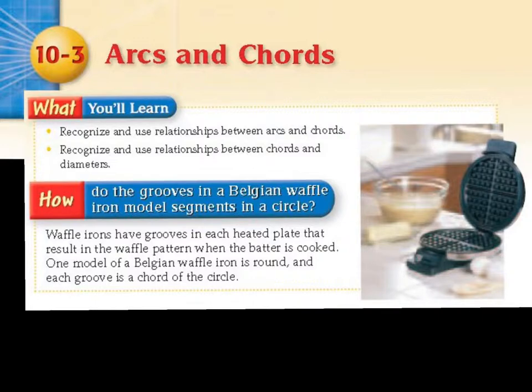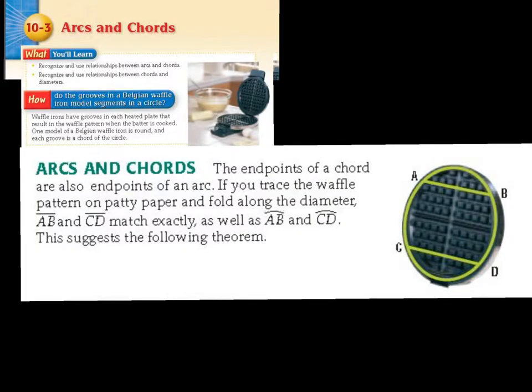Waffle irons have grooves in each heated plate that result in the waffle pattern when the batter is cooked. One model of Belgian waffle iron is round, and each groove is a chord of the circle. The endpoints of a chord are also the endpoints of an arc. If you trace the waffle pattern on patty paper and fold along the diameter, segment AB and segment CD match exactly, as well as arc AB and arc CD. This suggests the following theorem.